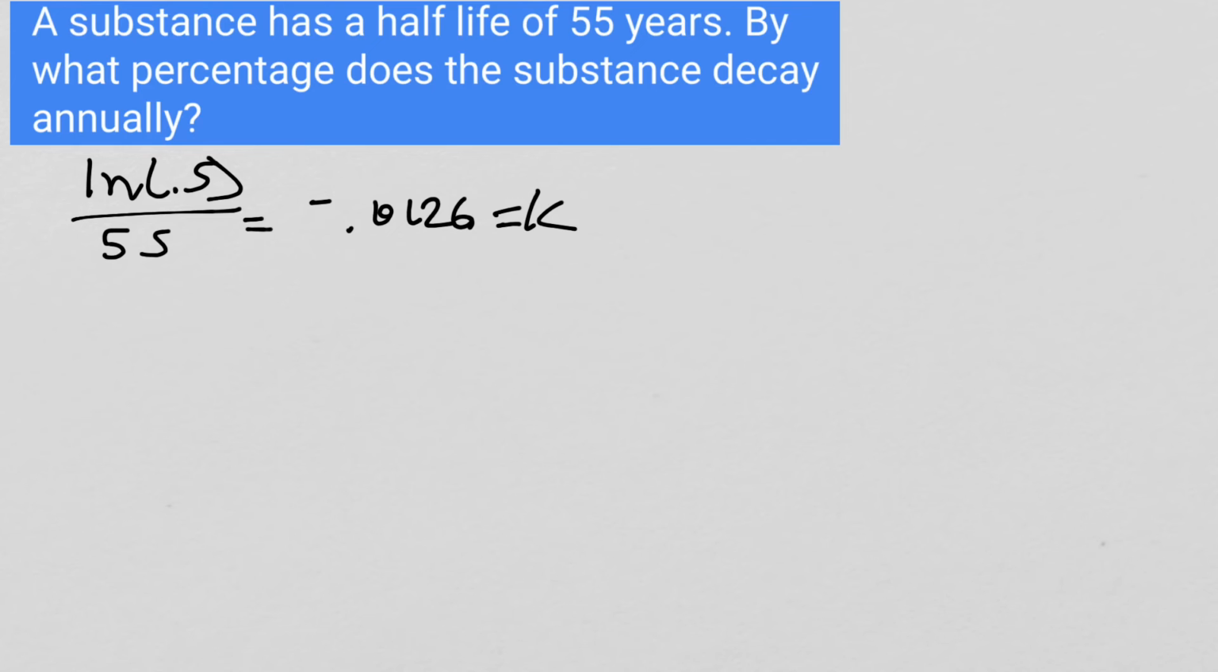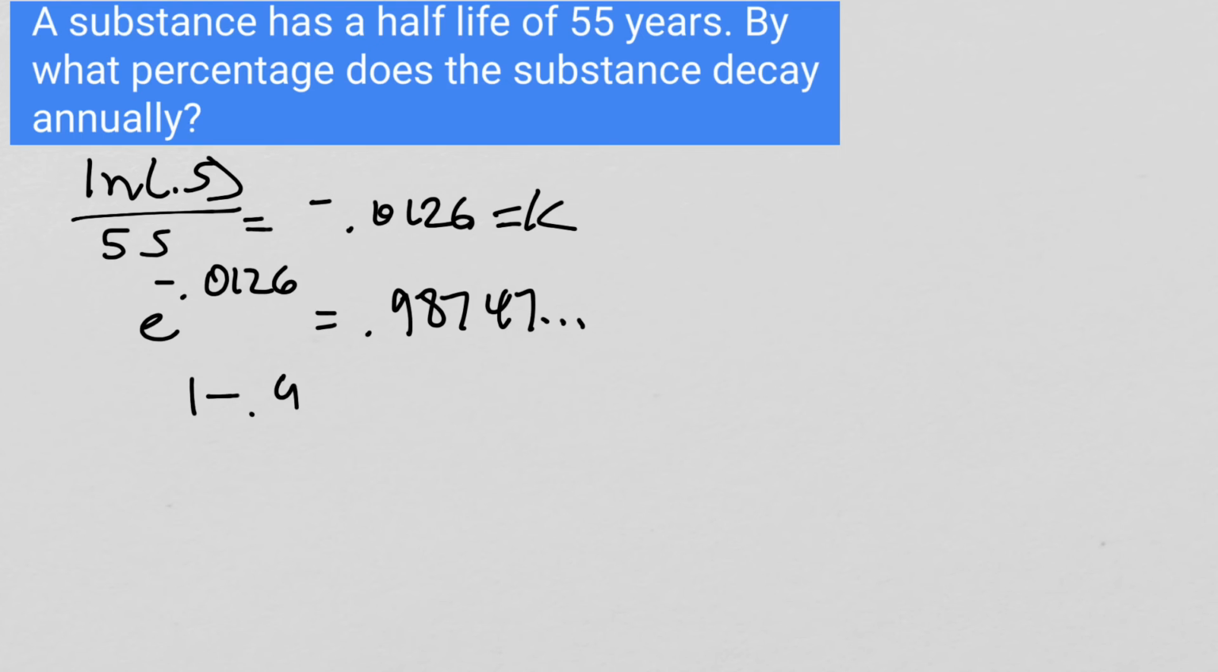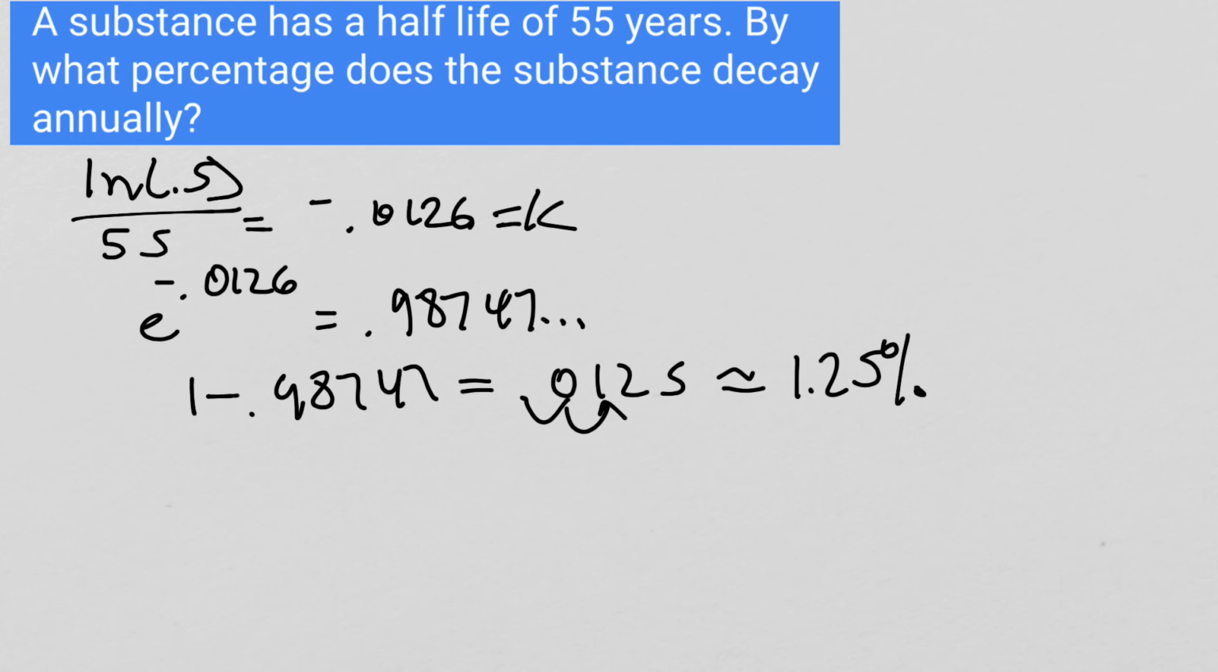Now I'm going to take my e to the power of that K, negative 0.0126. So if you put this in the calculator, I get this decimal. It keeps going on. So that means by what percent does it decay annually? Well, I'm going to do 1 minus that. And I get it to be about 0.0125. I'm going to change it to a percent. So 1.25% annually, the substance is decaying.